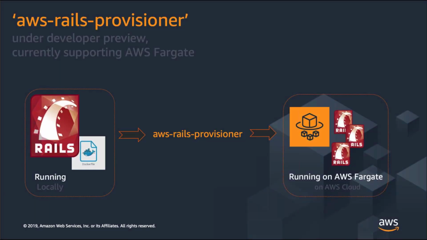A little bit of a recap of what we have talked about so far. Imagine that you have a Rails application, which is containerized, running locally on your local host. You want to bring this up to AWS, running it in the cloud. AWS Rails Provisioner is the tool that's trying to help you do that. We are trying to make the experience as simple as possible so that you don't need to spend a lot of effort onboarding yourself with every detail on AWS services or resources.